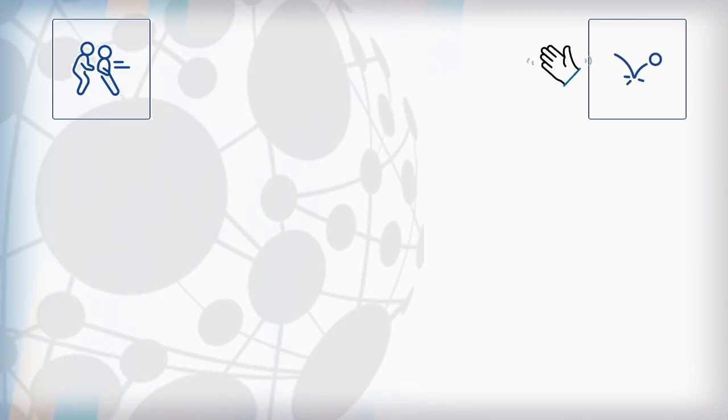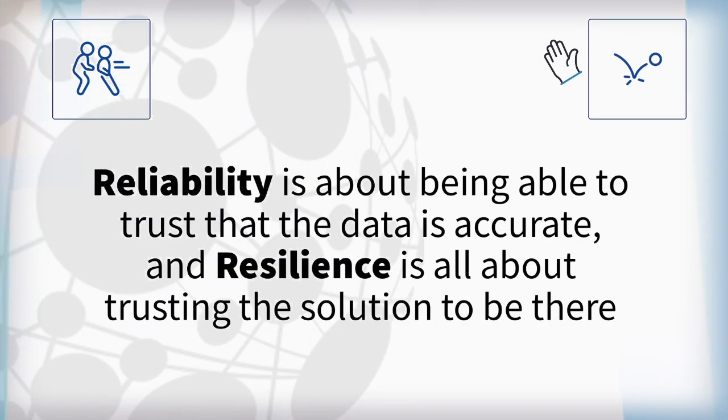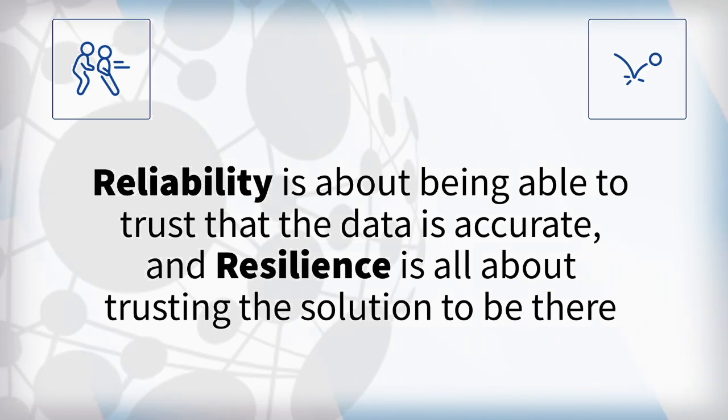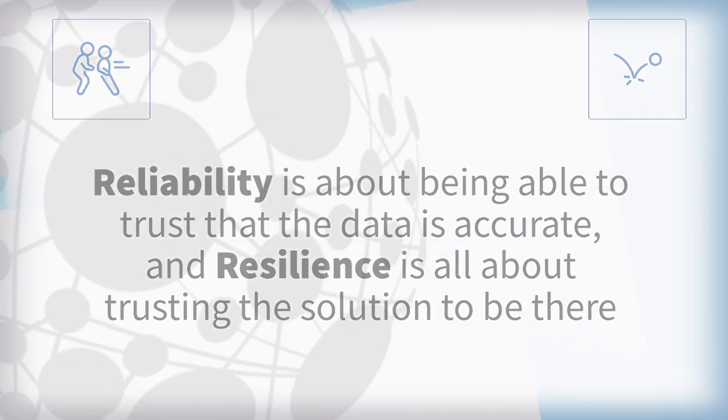Reliability. Reliability and the next element, resilience, are closely related. Reliability is about being able to trust the data is accurate, and resilience is all about trusting the solution to be there even when something goes wrong. And this would include some of the systems shutting down, being attacked, or going offline for any reason.